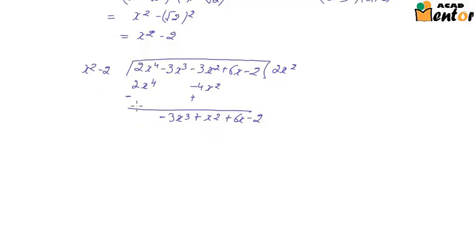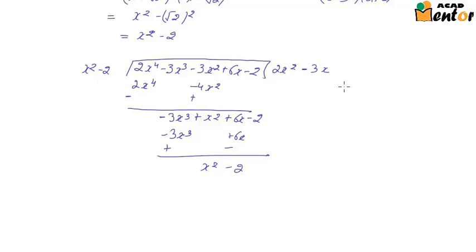Now let's find the second term of the quotient. If we multiply x square with minus 3x, we will get minus 3x cube. So let's put this term as minus 3x. Minus 3x when multiplied by minus 2 will give us plus 6x, which we will write below the term 6x. Since we have to subtract these two terms from the polynomial, we'll change their sign. This term cancels out, and what remains is x square minus 2.